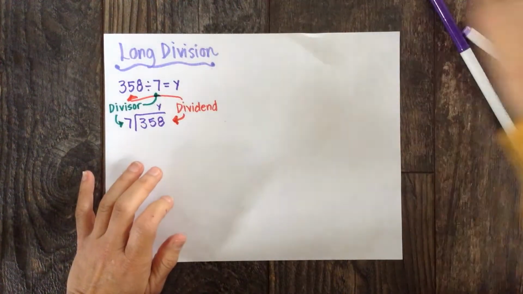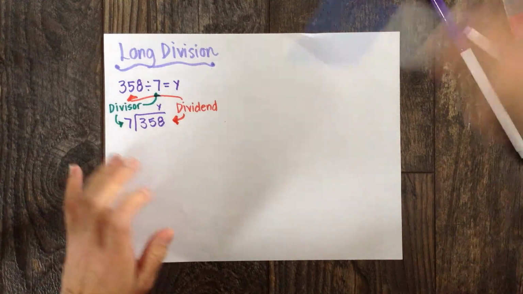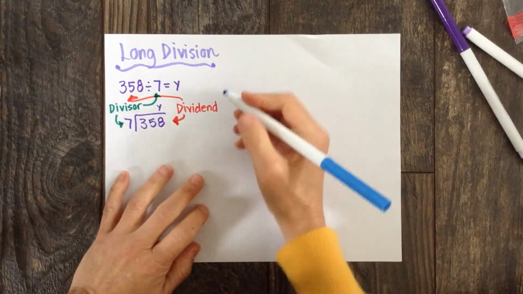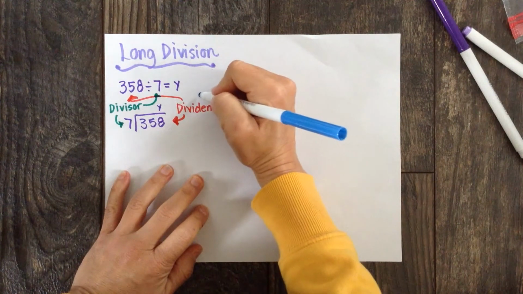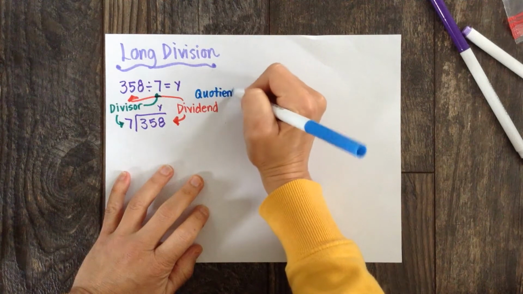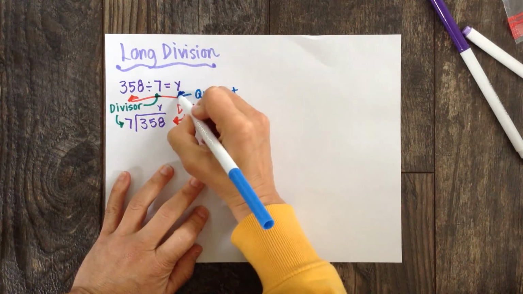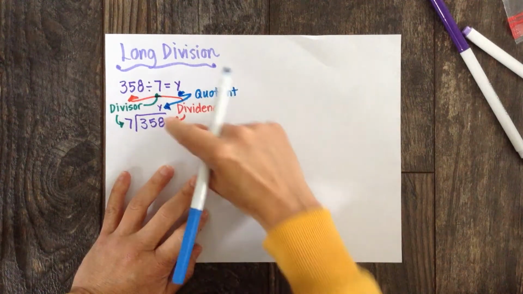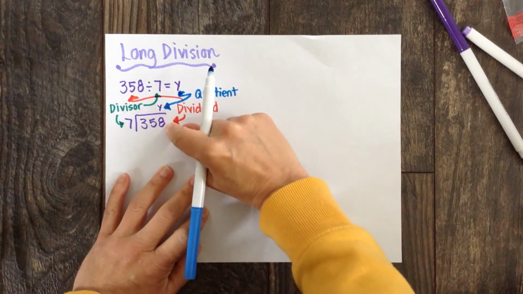All right. And then let's move on to the next one. Our Y, I think I already said it, in this case, is our quotient. That is our answer. Okay. So our quotient is always going to be the answer to a division problem right here and right here. Notice that this quotient is lined up correctly.